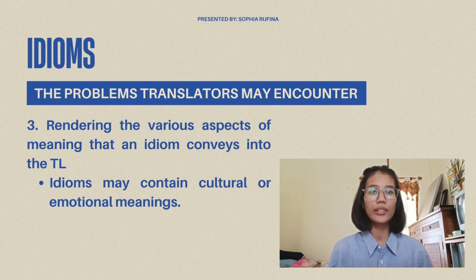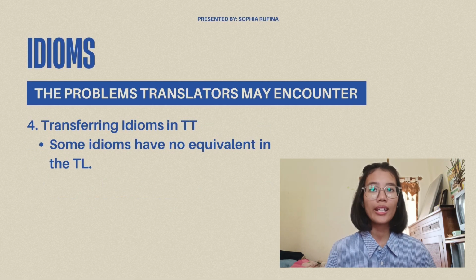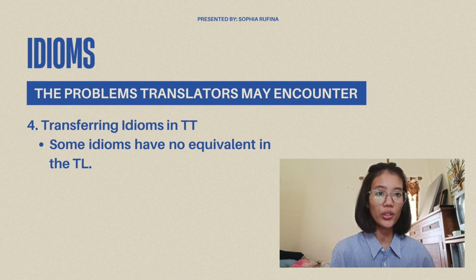Number 3 is rendering the various aspects of meaning that an idiom conveys into the target language. This is because idioms may contain cultural or emotional meanings that are hard to capture. Number 4 is transferring idioms in target text. This is a very common issue where some idioms simply have no equivalent expression at all in the target language.